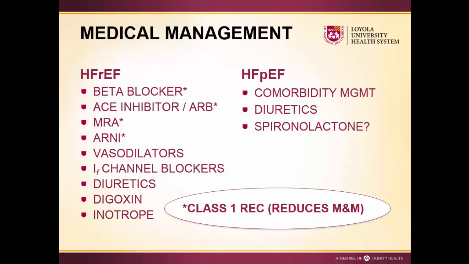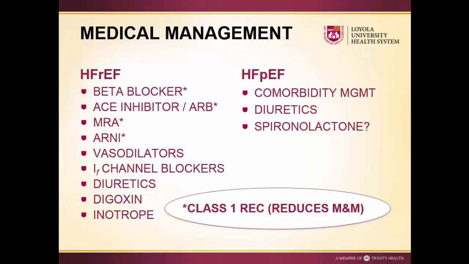Digoxin still shows up in the guidelines as a Class 2 recommendation for an add-on to all these other therapies once you've already got patients on maximally tolerated goal-directed therapy. Digoxin is the oldest medicine we have for heart failure. It's been around for over 50 years.